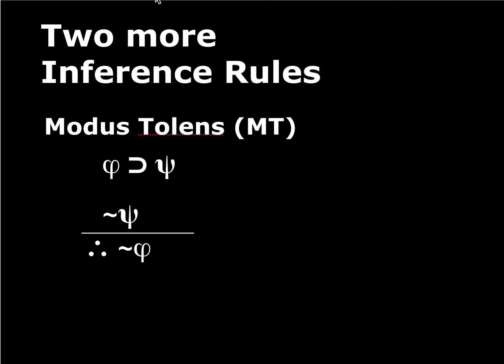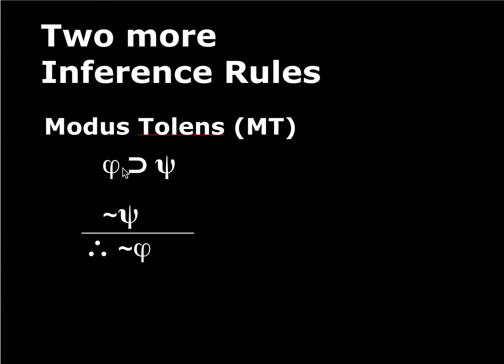So the first rule that we're going to introduce right now is modus tollens, and we're going to abbreviate that with MT. And what this rule says, this one also works with a conditional. Remember, modus ponens works with a conditional. The other thing that modus ponens needs is the antecedent, right? If you have a conditional and you have the antecedent, you can derive the consequent.